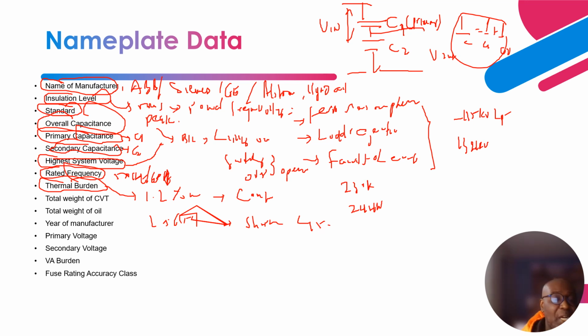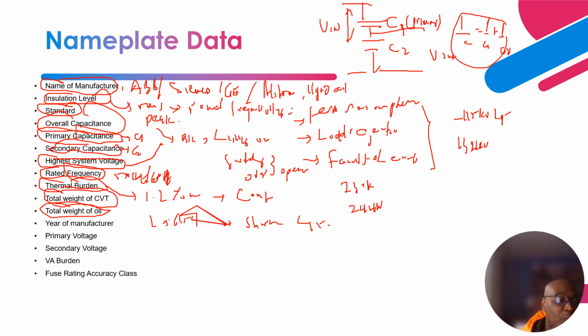Then basically your burden is designed to withstand the thermal effect of operating under these emergency conditions. Next is the total weight of the CVT. That includes everything: capacitors C1, C2, the electromagnetic unit, and the secondary terminals. Then you also see the weight of the oil, usually the weight of the oil in the electromagnetic unit.